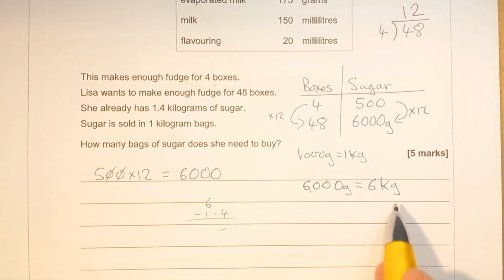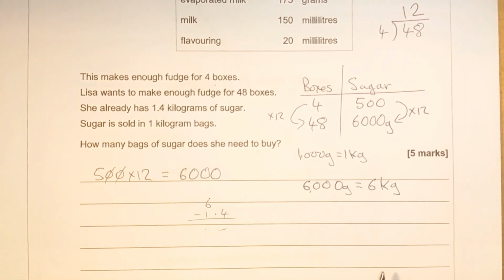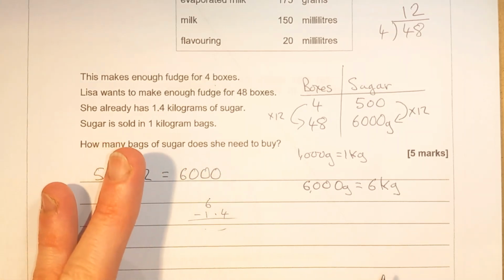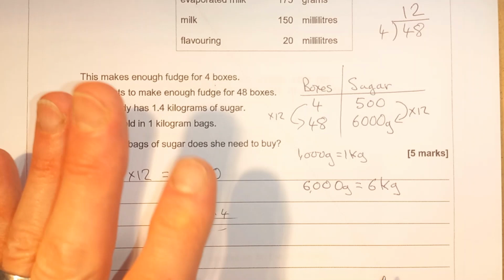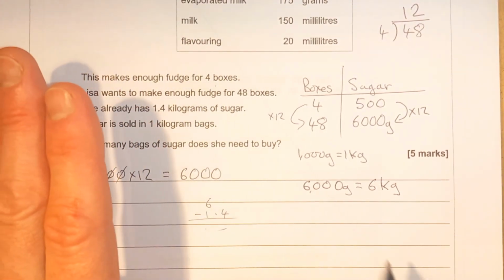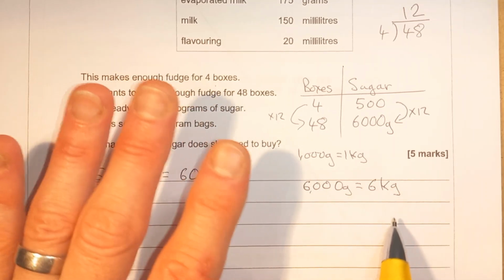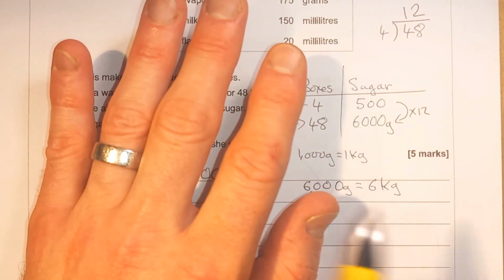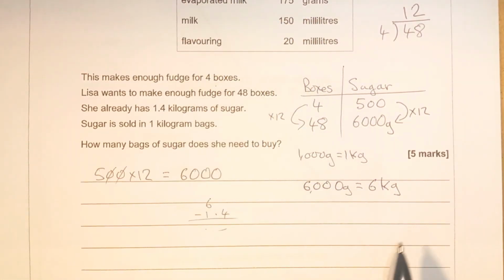But actually, if we just think, well, if I start with 1.4 kilograms, if I add 1, it's going to take me to 2.4 kilograms. Another one's going to be 3.4, 4.4, 5.4, 6.4. So that's going to take me over the 6 kilograms that I need. And that was by buying 5 more bags of sugar.